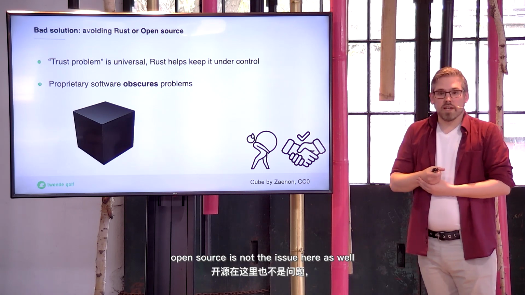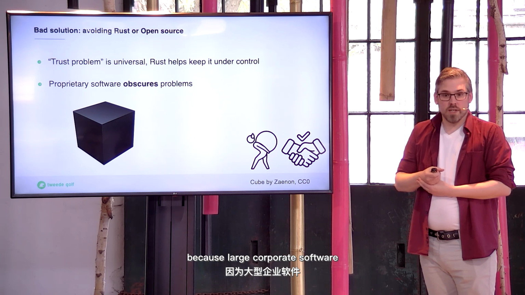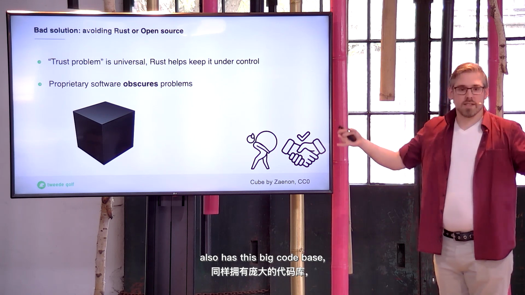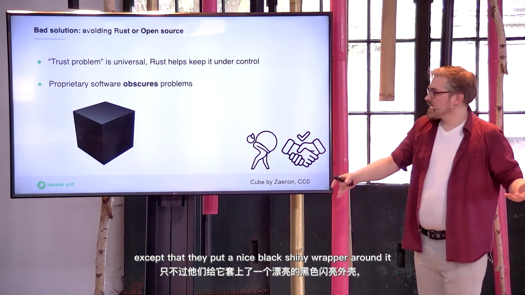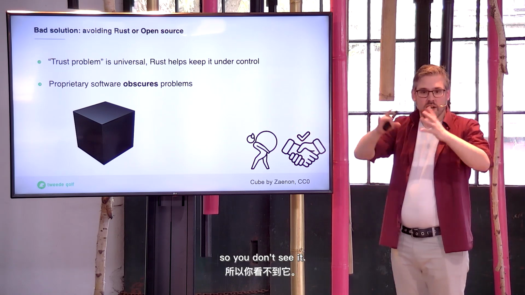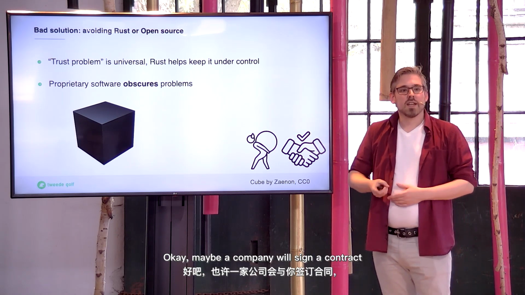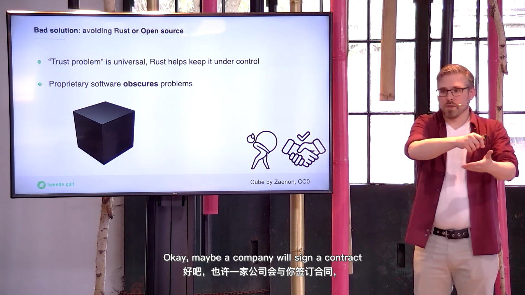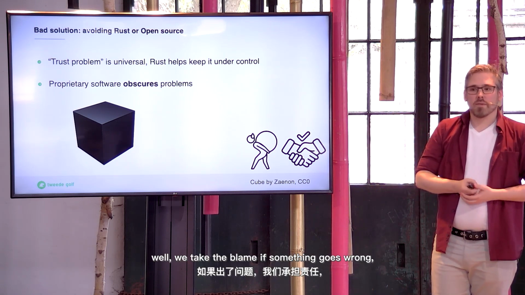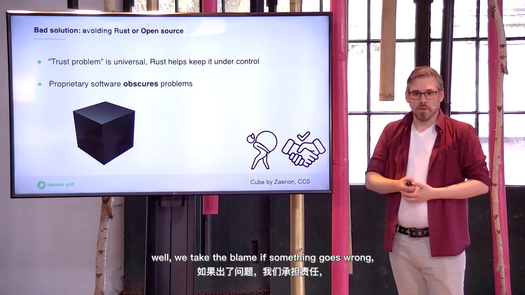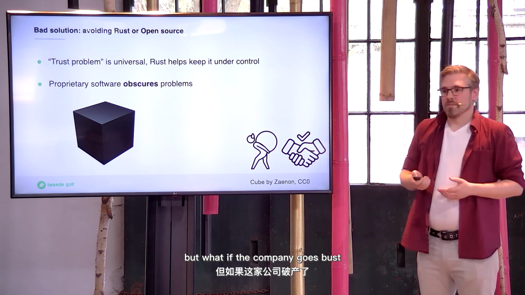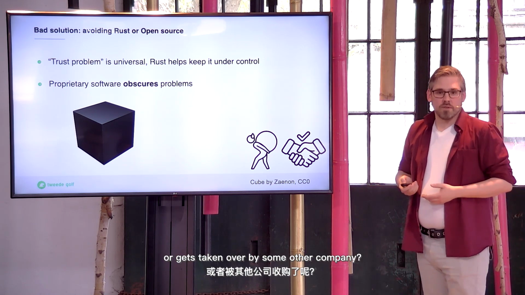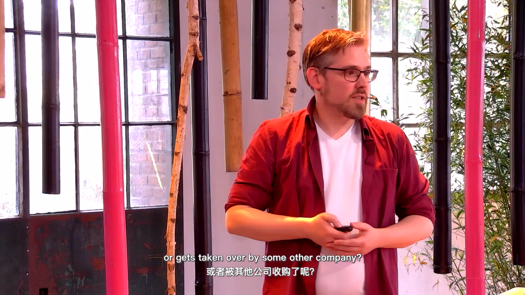And of course, the other thing is open source is not the issue here as well, because large corporate software also has this big code base, except that they put a nice black shiny wrapper around it, so you don't see it. Okay, maybe a company will sign a contract with you saying that, well, we take the blame if something goes wrong, but what if the company goes bust or gets taken over by some other company?